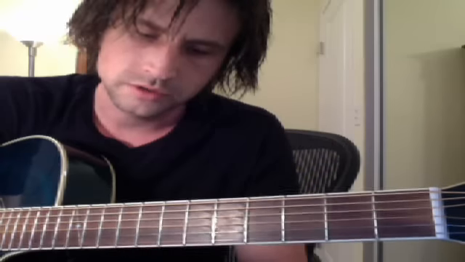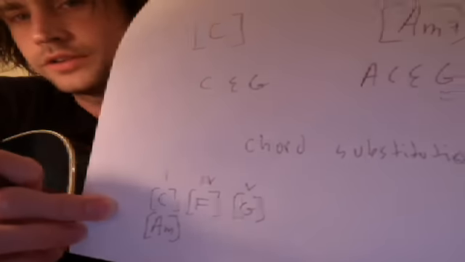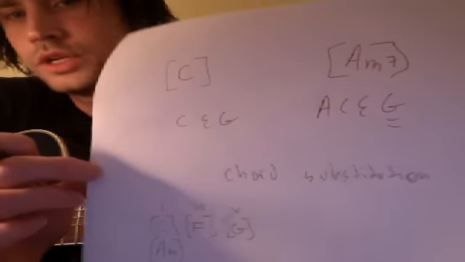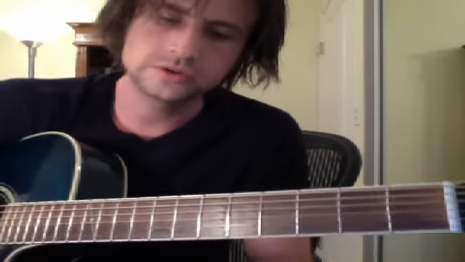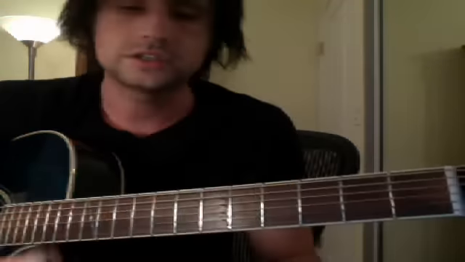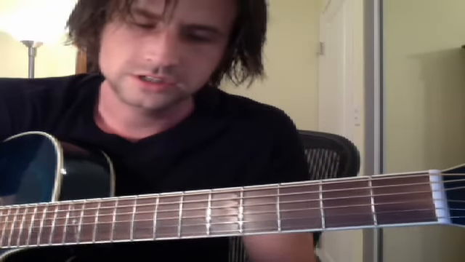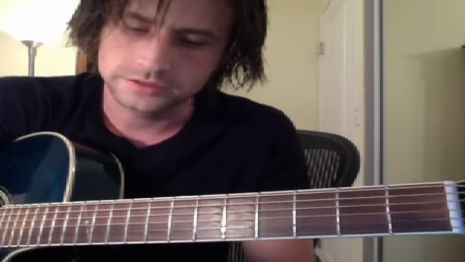I'll give one more example of this real quick. So basically you could take that C chord and get rid of it and substitute A minor in there. Because if you look at C, E, G and A, C, E, G, they're almost the same. So you could take this a step farther. What if we substituted similar chords for the F and the G? Well, it turns out that the relationship between C and A minor is the same as between F and D minor and G and E minor.